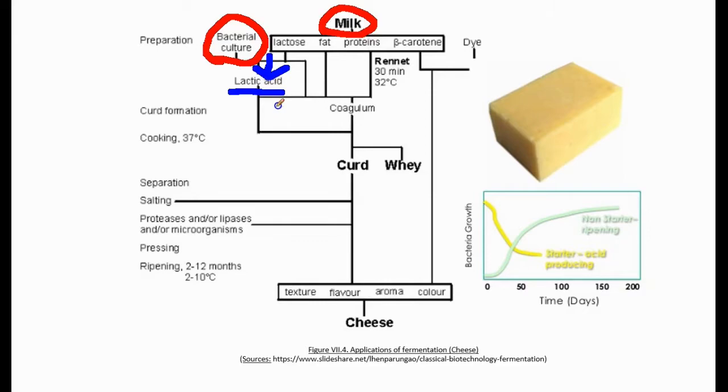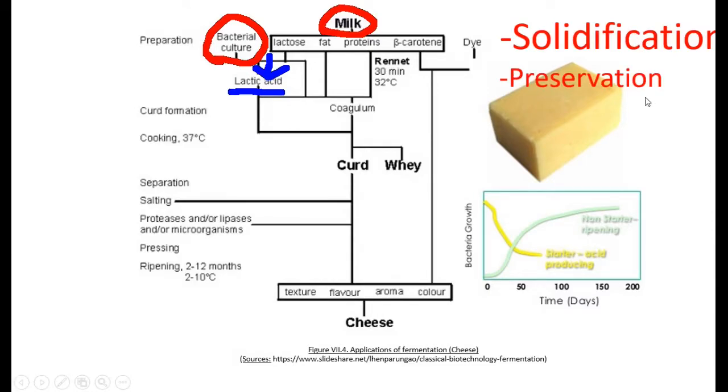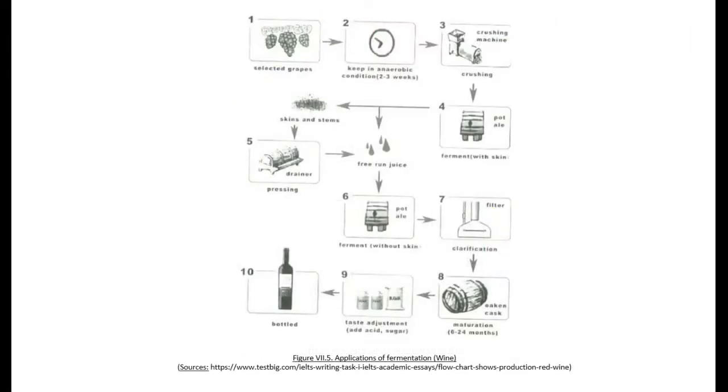Just like for milk, there are two purposes of fermentation in this case. The first one being solidification, and the second one being preservation. So same thing, the acid molecules will change the organization of the proteins, the fat molecules, and make it solid. And same thing, the fact that the pH is lowered will kill off certain microorganisms. Our next example is wine.